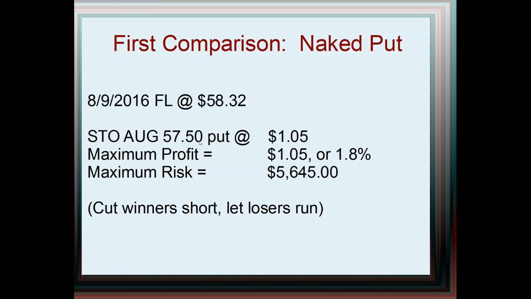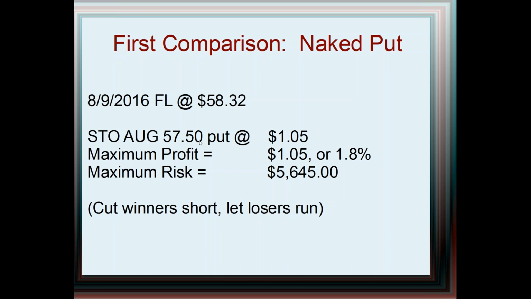This is an opposite view of what we use at RadioActive Trading. This position allows us to cut winners short, but allows the losers to run. Here's our profit and loss chart, that 57.5 strike. So the monetary requirement would be $5,750. We took in 105. We have a return of about 1.8, 1.9%. As long as Foot Locker, which is at 59.10 earlier this morning, stays above 57.50, our put expires and we keep the premium.